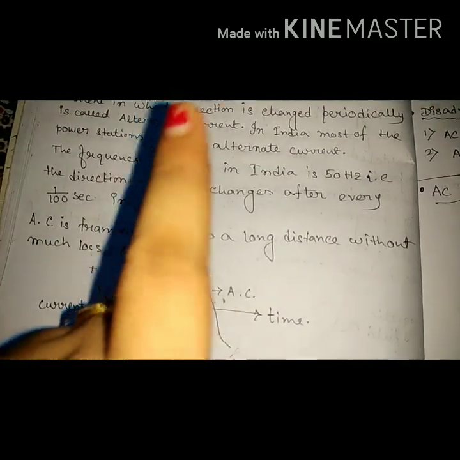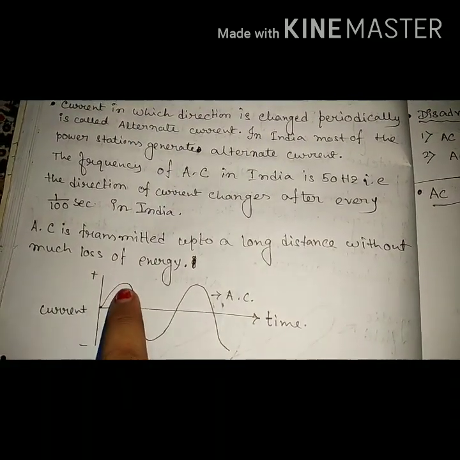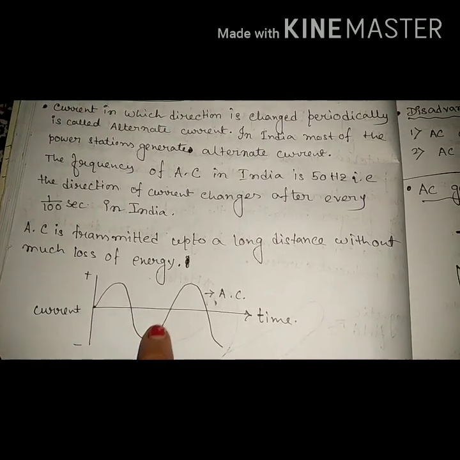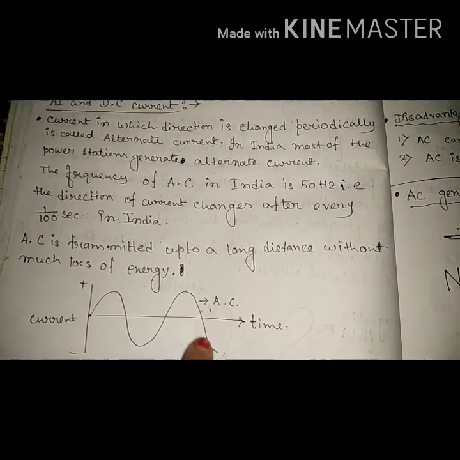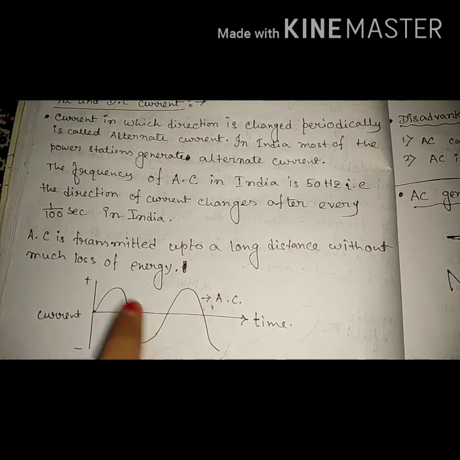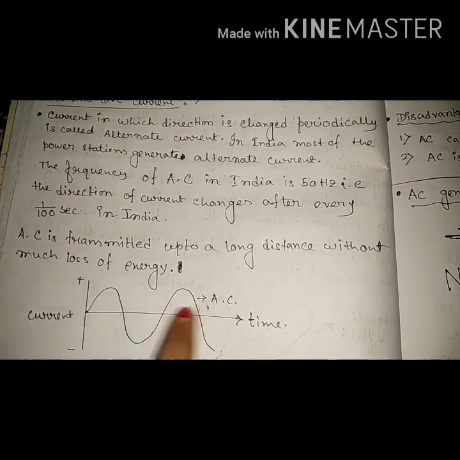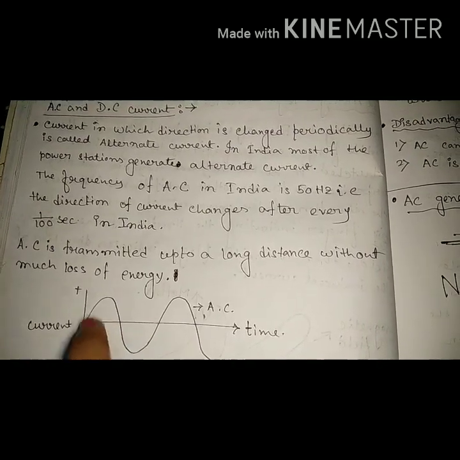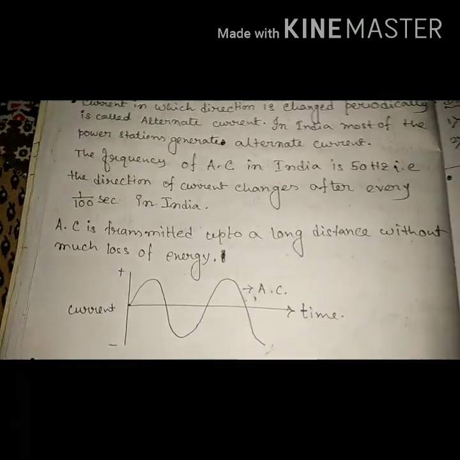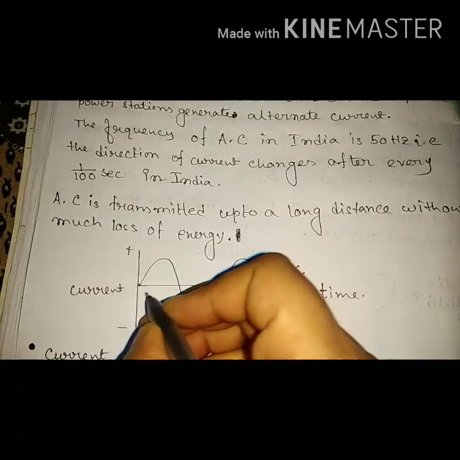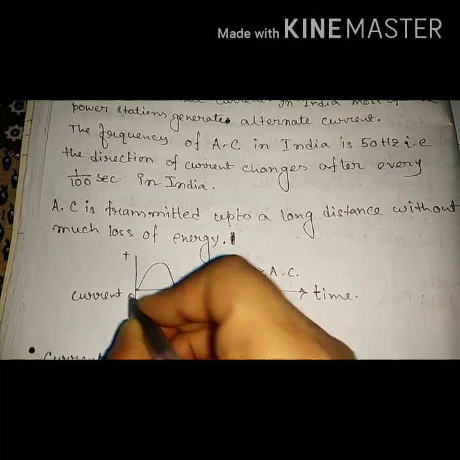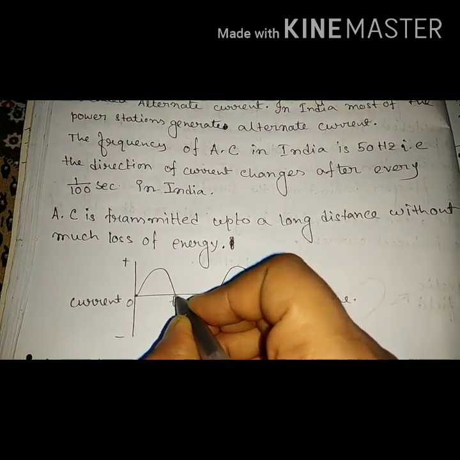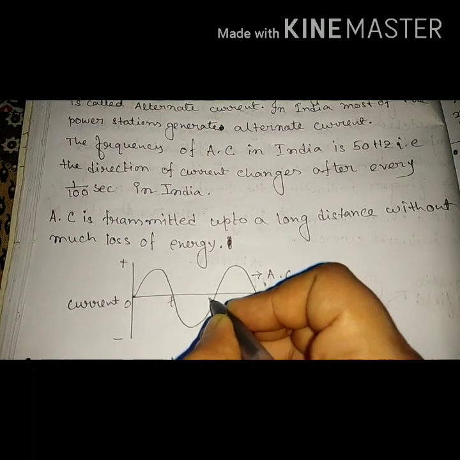So change in direction means this is a positive half up to this time, this is negative, it changes direction, positive, then negative. So this is a change in direction. If this is the x-axis, this half is positive, this half is negative. If we consider this is 0 and this is time t, after time t it will change its direction to the negative direction.